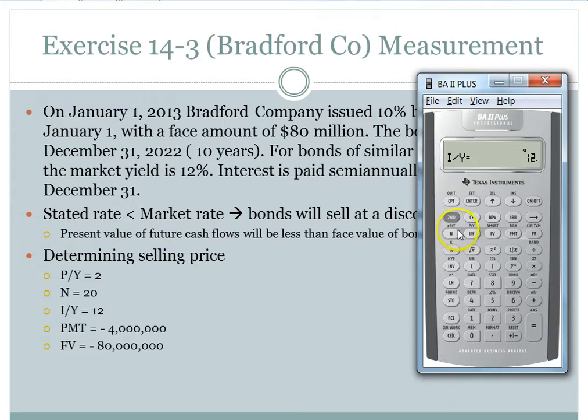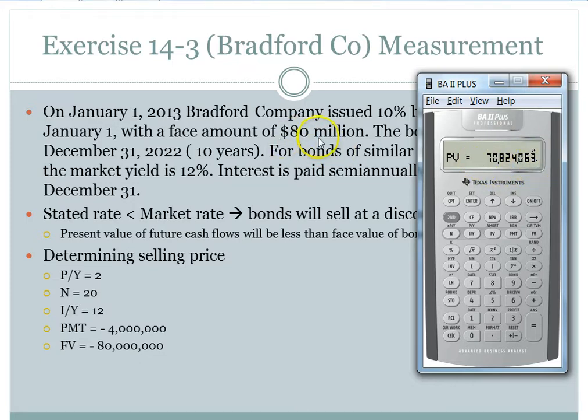So now what I've done is I've told the calculator I've got some number of periods. My interest rate is 12% a year. I know what my periodic payments are, and my future value is. What's left is to determine the present value. And so that's just compute present value, and we see that the present value of the bond is $70,824,063.